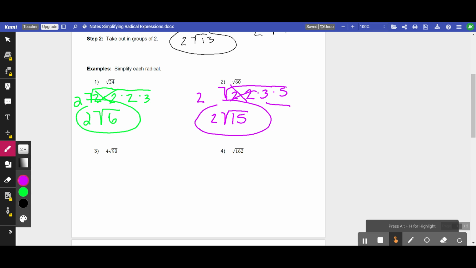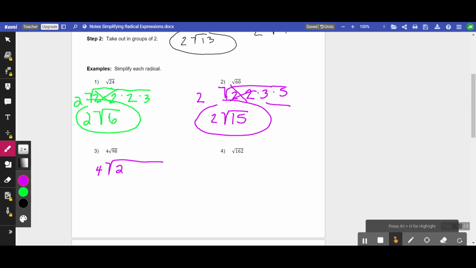And then for number 3 here, you can leave the 4 outside for now. And then the 98, so you'll write out the prime factorization of 98 here. It's even, so I'd take a 2 out first for this one, because 2 will go into the 98. So if you divide the 98 by 2, then you'll get 49.